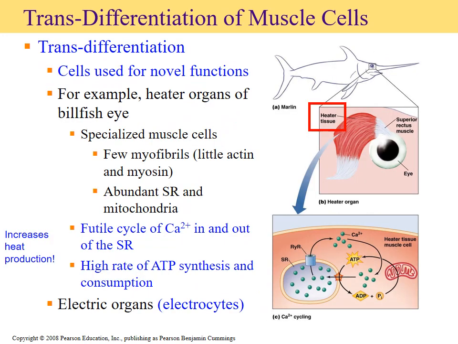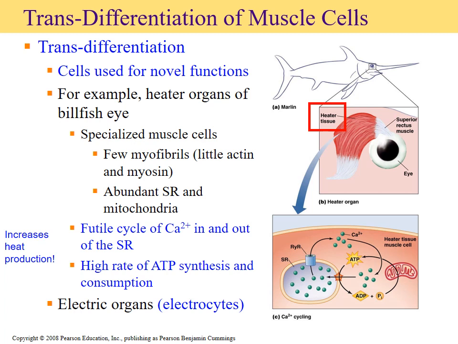Now, as we finish up our chapter, I do want to go ahead and take a look at what they call transdifferentiation, meaning what are some unique functions that we come across in different organisms for the use of muscle cells. And when you do transdifferentiation, what you're looking at is that you try to use the cell for what they call a novel function, so for something that you wouldn't expect. Now, in the case of muscles, you would just expect it to be used for contraction, but it turns out that we can also use it to help generate heat as well as electricity.